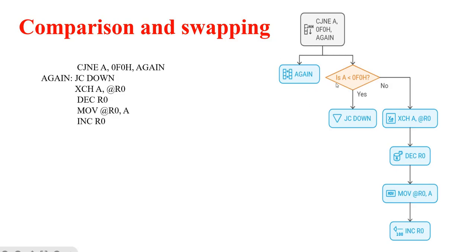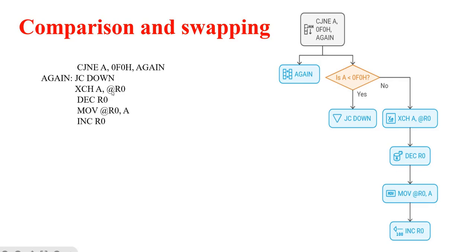Then it will check whether the value in A is less than the value at 0F0h. Okay, so this AGAIN is a label for handling the case where A and the value at 0F0h are not equal. So next is JC DOWN. That is, if A is less than the value at this address, then it jumps to the DOWN label.